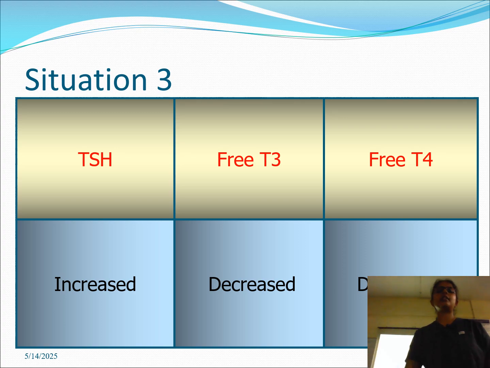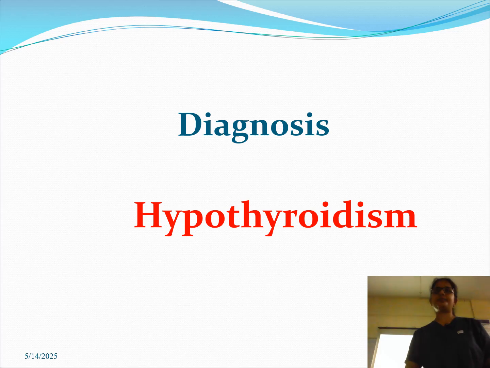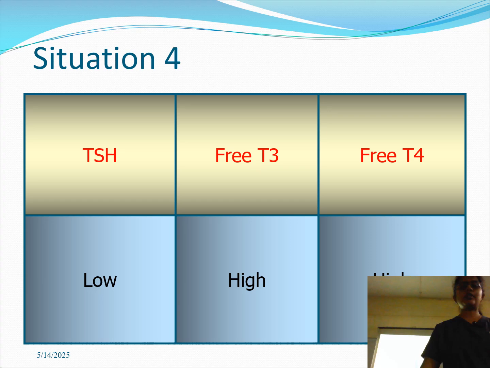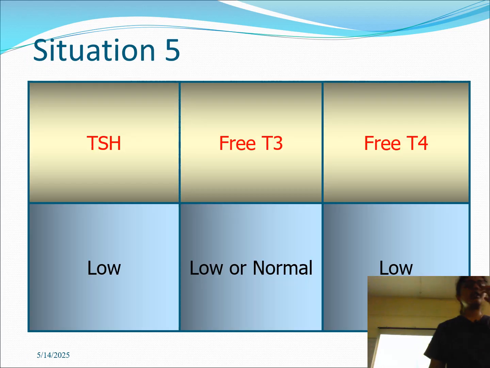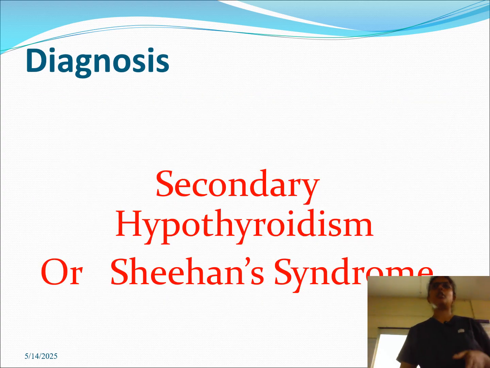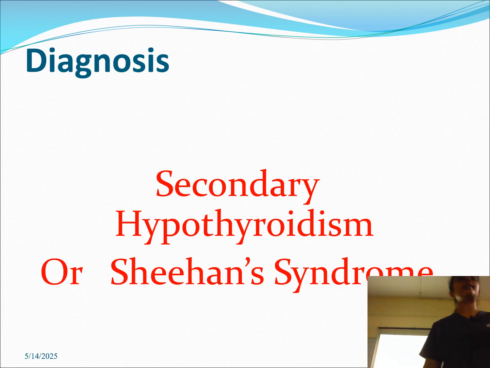If TSH is increased and free T4 and T3 are decreased, then it is called hypothyroidism. There you can start the dose. If TSH is low and T3 and T4 are high, it is called hyperthyroidism. If TSH is low, and free T3 and T4 are also low, then you call it secondary hypothyroidism or Sheehan syndrome. It means it arises from the pituitary or hypothalamic level. So you can see decreased TSH, T3, and T4.